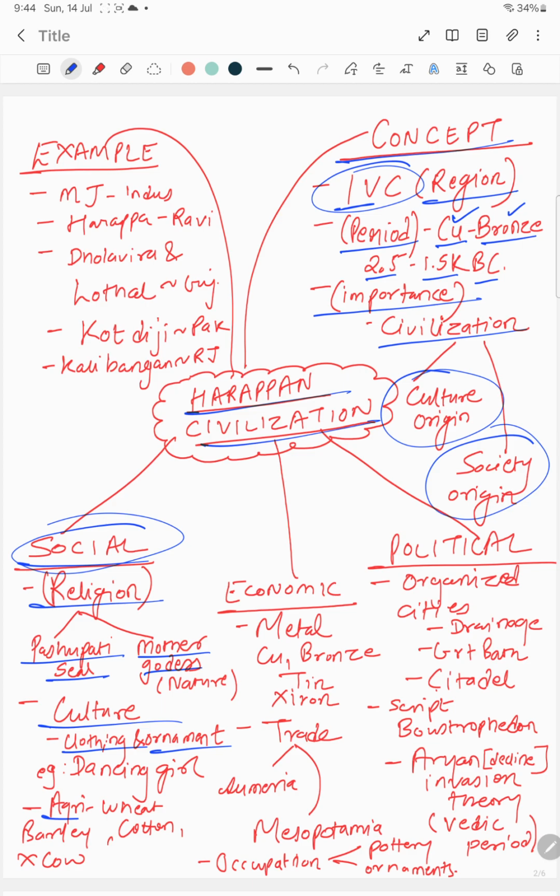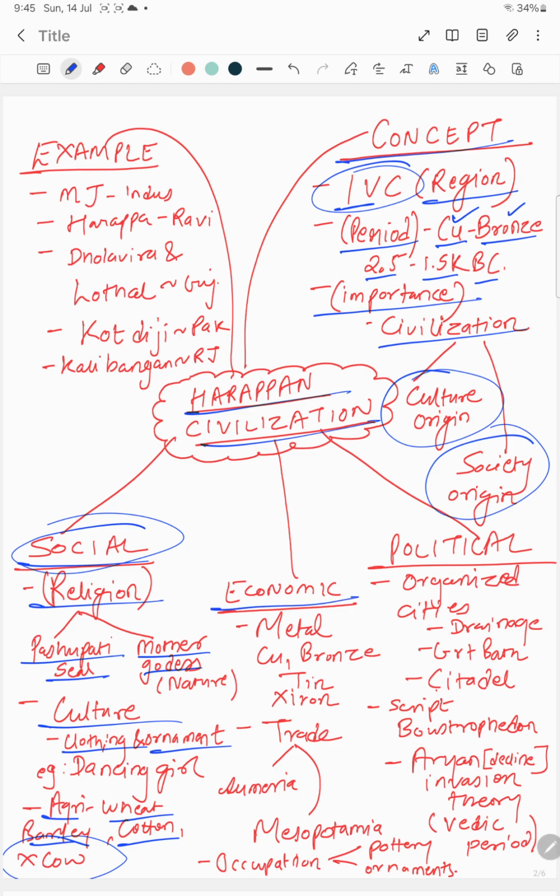Next is agriculture. The use of wheat, barley and cotton was prominent in that period, but there was a significant point that there was no mention of the cow in Harappan civilization, because the cow came in the Vedic period, which is after the Harappan civilization.